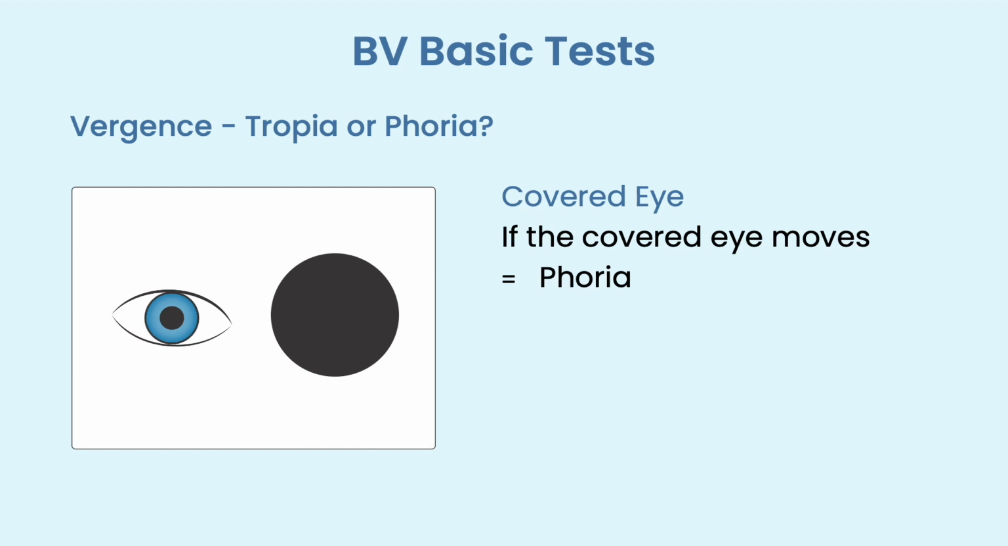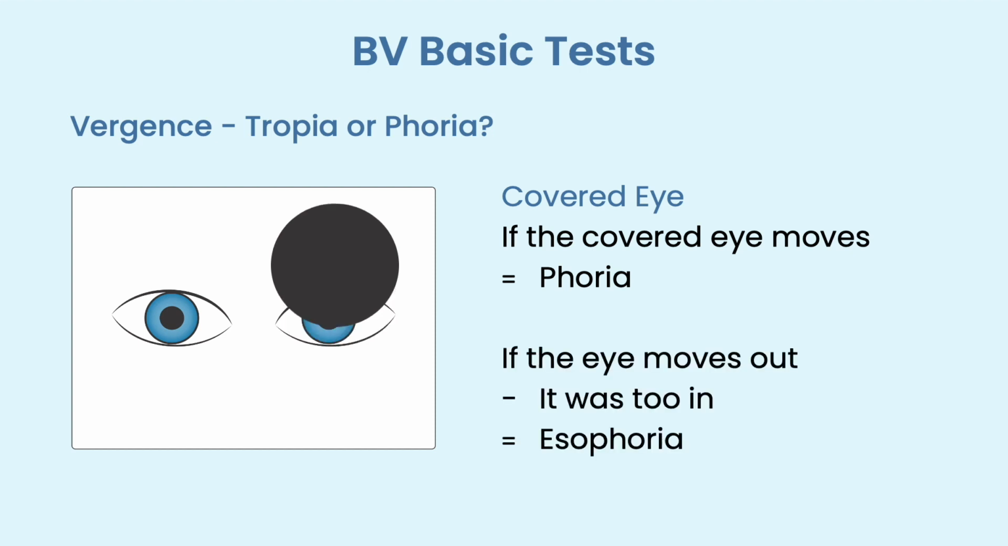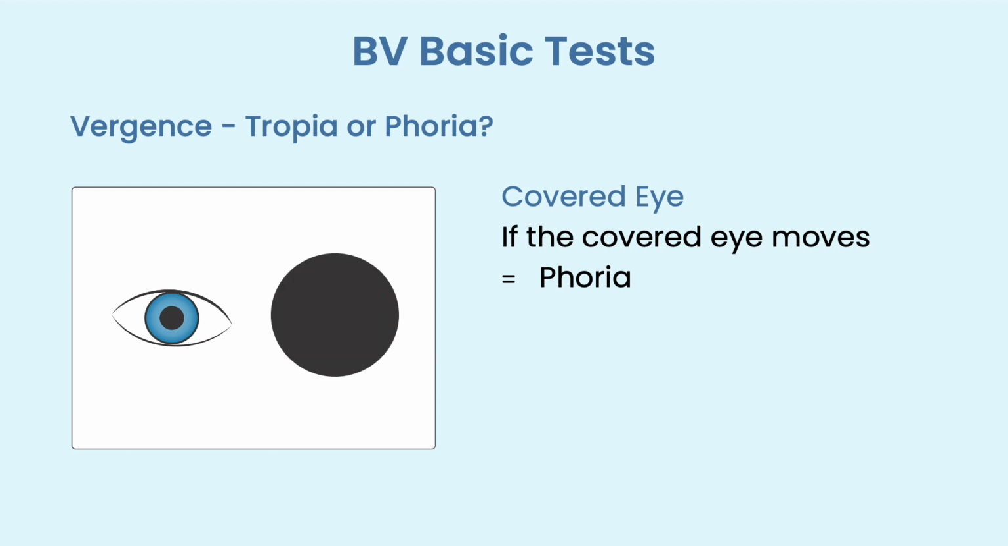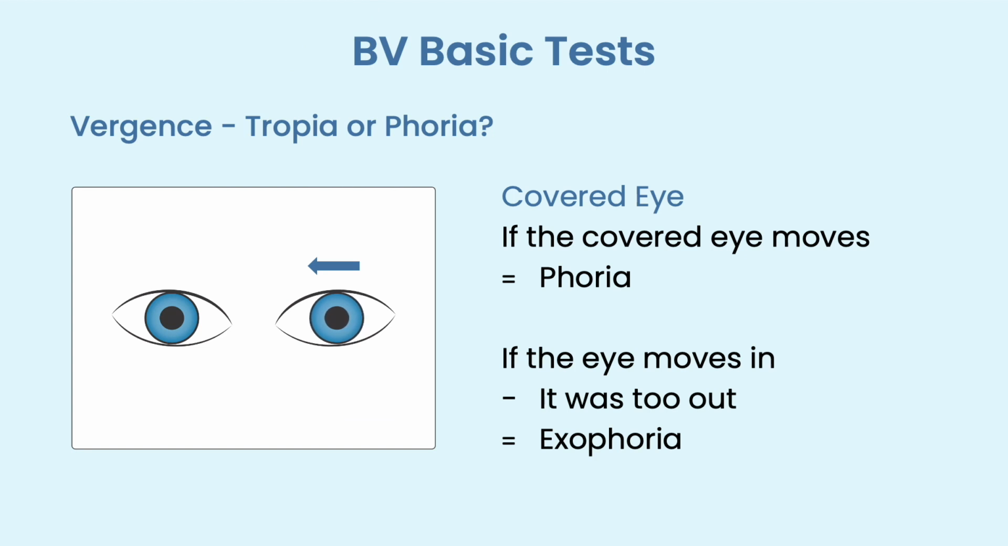If we lift the cover from the covered eye and that eye moves, we have a phoria. If that eye moves out, it means that it was too in, and it's an esophoria. If that eye moves in, it means that the eye was too out, and it's an exophoria. To record the findings, note whether it is an ortho, a tropia, or a phoria, and whether the deviation is eso or exo.